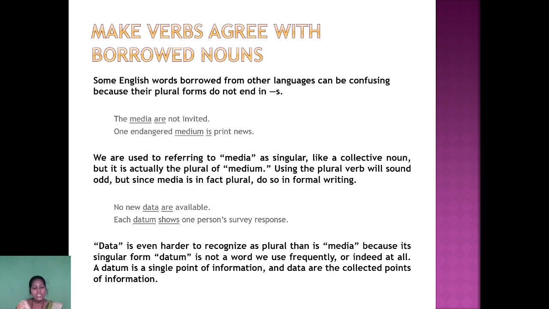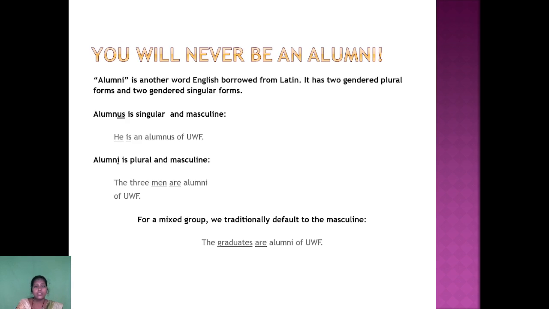Then datum is a single point of information, and data are the collected points of information. What is the difference between the plural and singular forms of the word data? Data is considered a collection of points of information gathered together, while a datum is the information at a single point. That's why we use data.